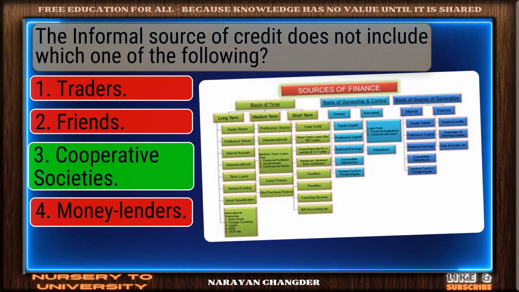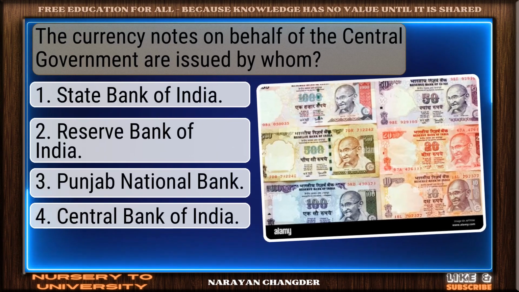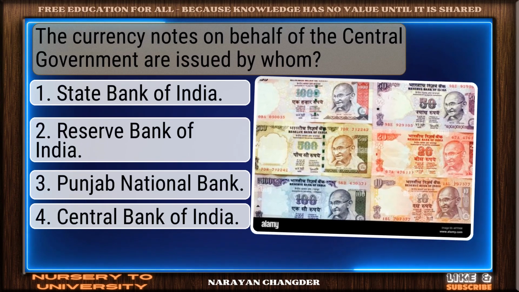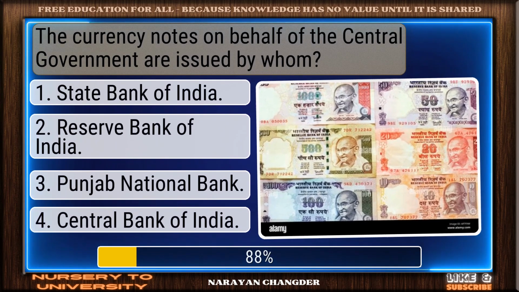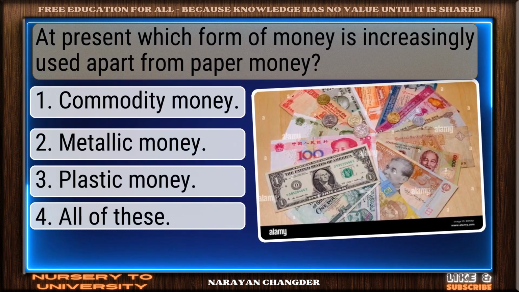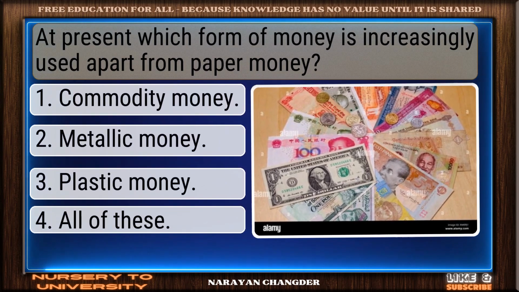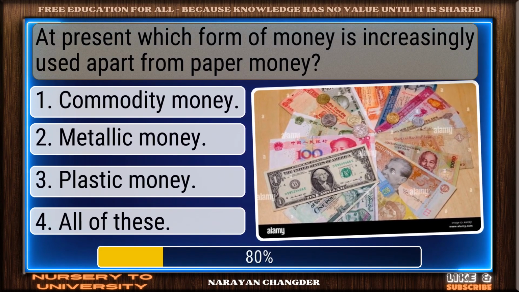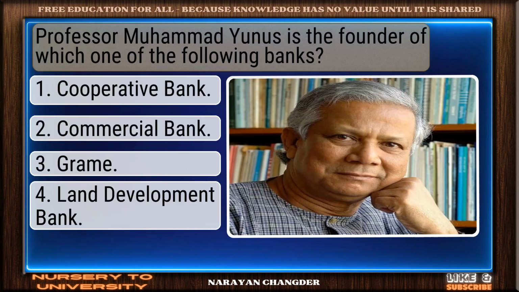Nice selection. Cooperative societies is correct. The currency notes on behalf of the central government are issued by whom? Exactly. Reserve Bank of India makes sense. At present, which form of money is increasingly used apart from paper money? You chose plastic money? Correct.